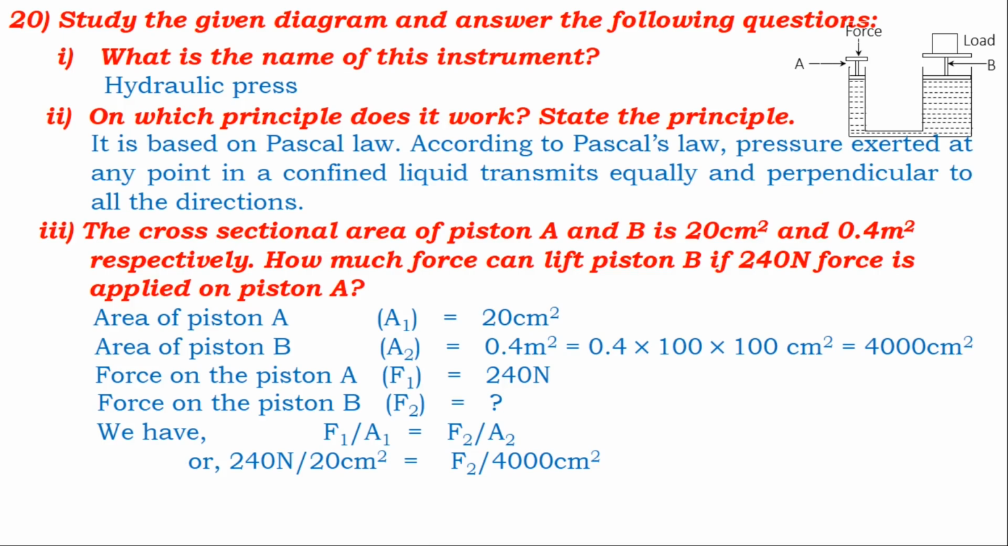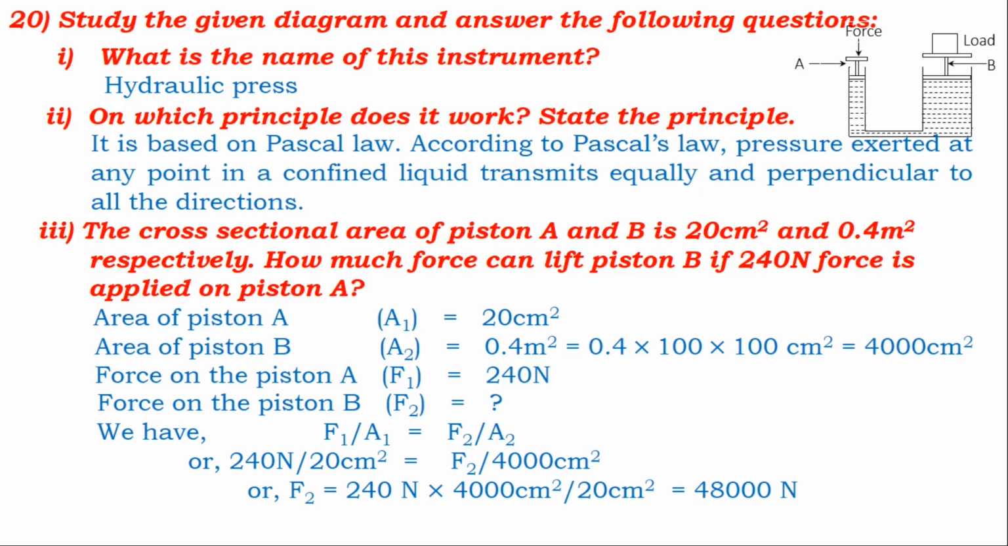Taking the value, F1 its value is 240 Newton, A1 its value is 20 centimeter square, and F2 we have to find out, A2 is 4000 centimeter square. Now we can calculate easily. F2 is equal to 240 Newton multiplied by 4000 centimeter square, and it has to be divided by 20 centimeter square, and the final result is 48,000 Newton. This is a huge force.